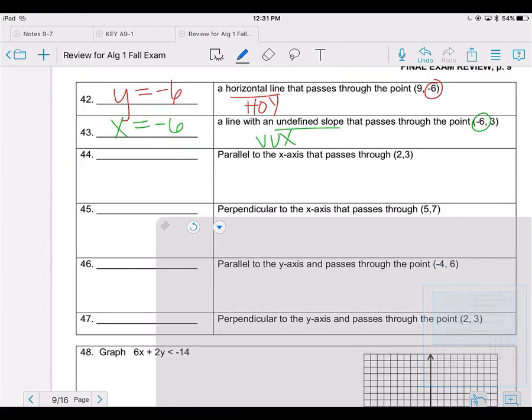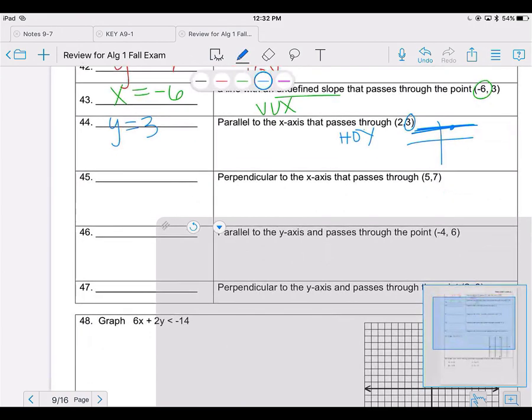Problem 44 asks us for an equation that is parallel to the x-axis that passes through the point (2, 3). So the point (2, 3) is about here-ish. Parallel to x means it looks the same as x, so this will be a HOI. So y equals the y point of your point.